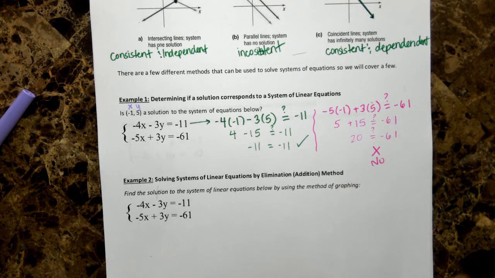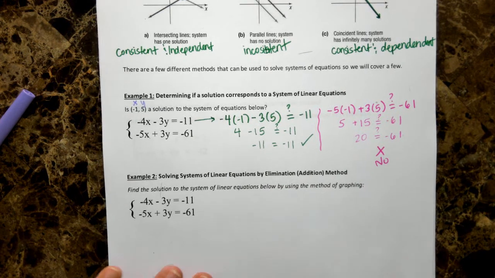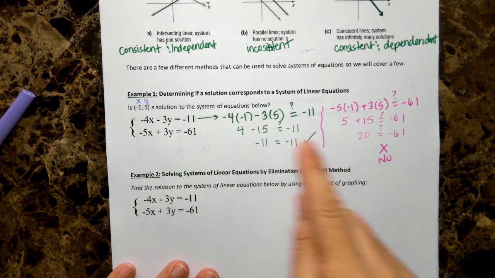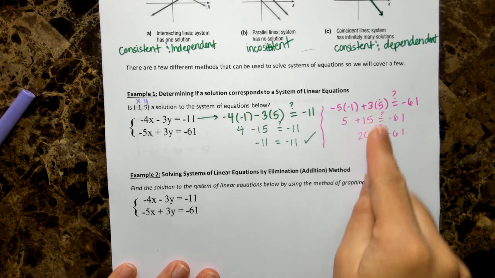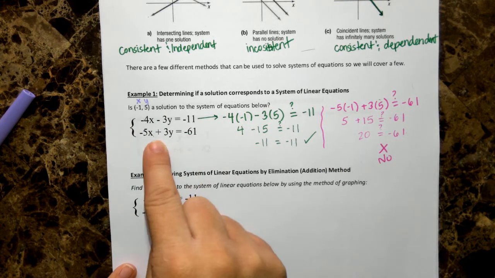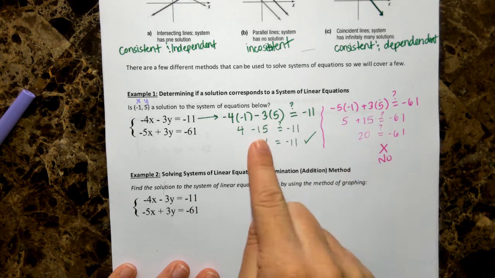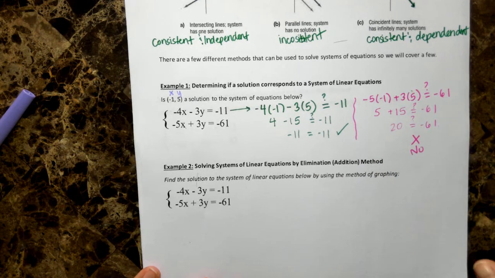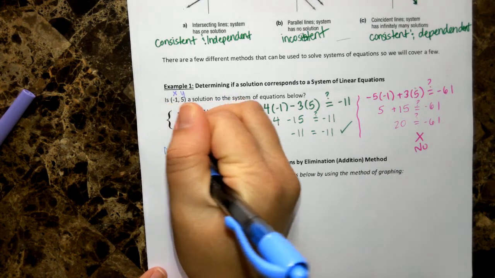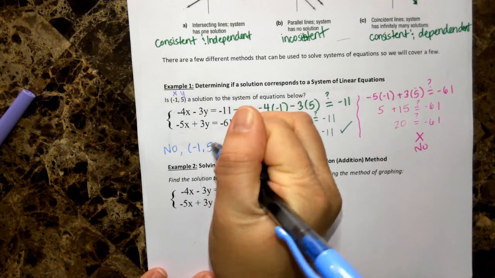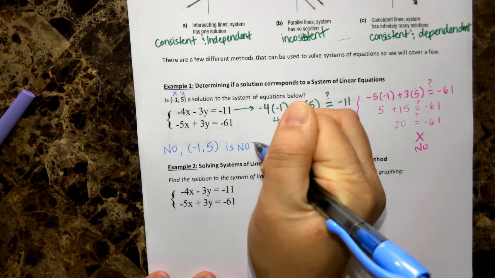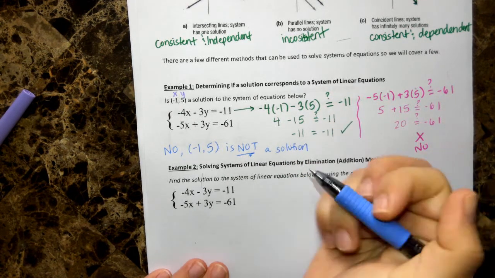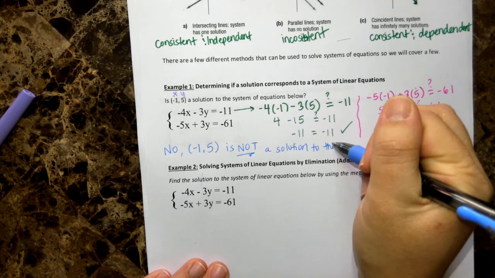So the overall answer is no. Negative 1, 5 is not a solution to this system of equations because it did not give us a true statement when we plugged in the x and y value to the second equation. It has to give us a true statement for both. If both of these answers were yes, then the overall answer would be yes. But it does not work for the second equation, so the overall answer is no. Negative 1, 5 is not a solution to this particular system of equations.